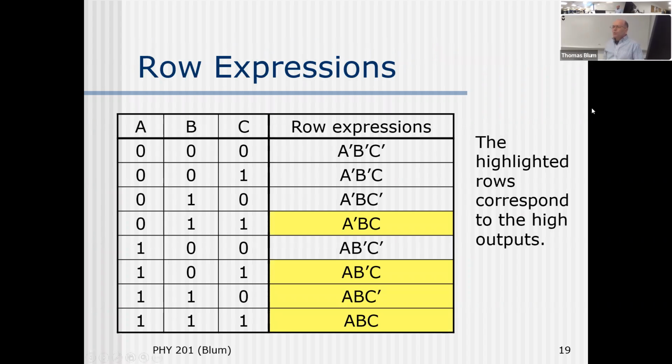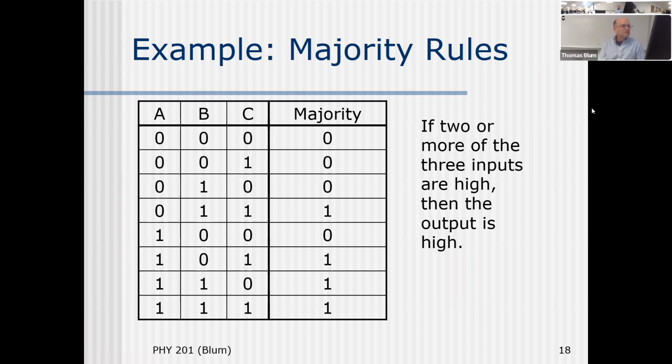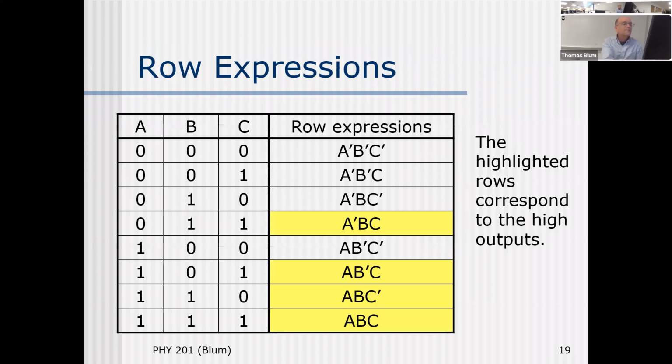So in our approach, we are going to take the outputs which are ones. The ones were here: A was 0, B was 1, C was 1, and then the last 3. Those were the rows with an output of 1. I write my AND expression for each of those rows. So this was A prime B C, A B prime C, A B C prime, A B C.